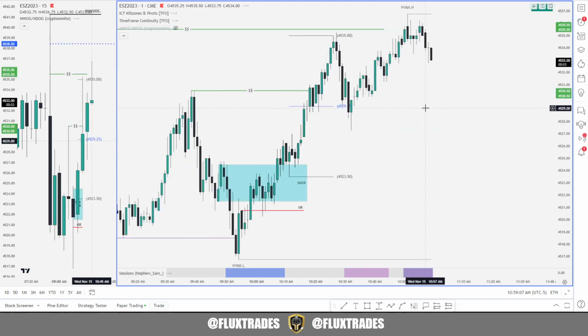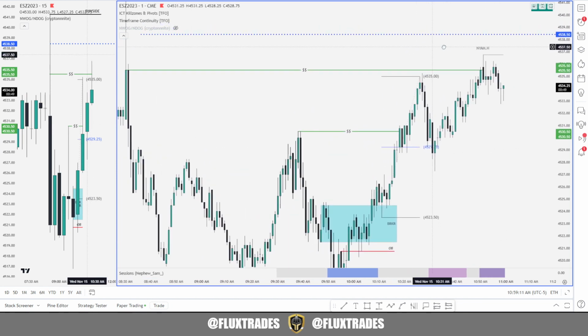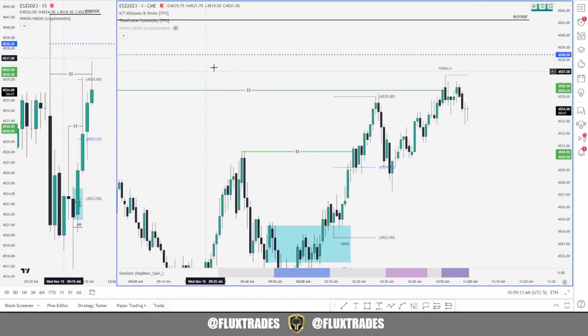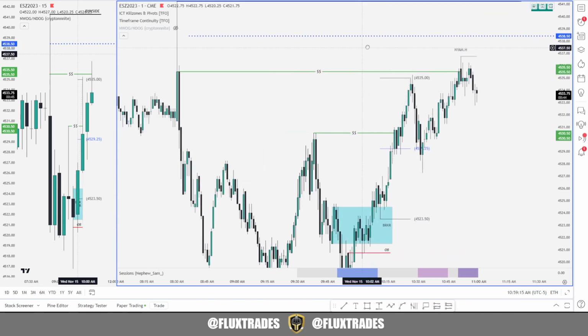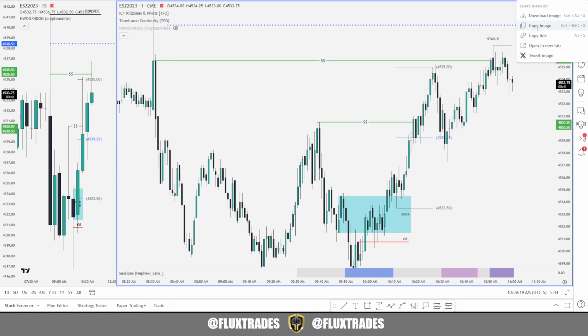Take a look at ES. There we go. There's the ES target ran through. Filling some of the rejection block. We didn't get up to 50% of it. Let me screenshot this as well.